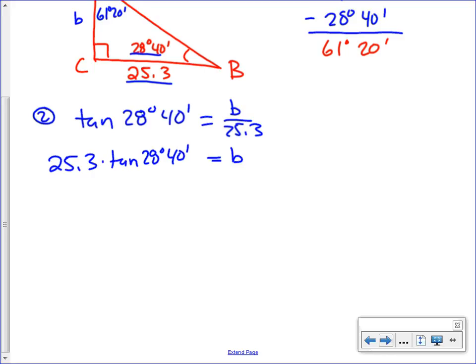Okay, and to change minutes back into degrees, you just have to divide by 60. It's going to be a decimal, and you just tack that decimal on to that degree. So you're going to have 25.3 tan 28.6667 degrees is equal to B.